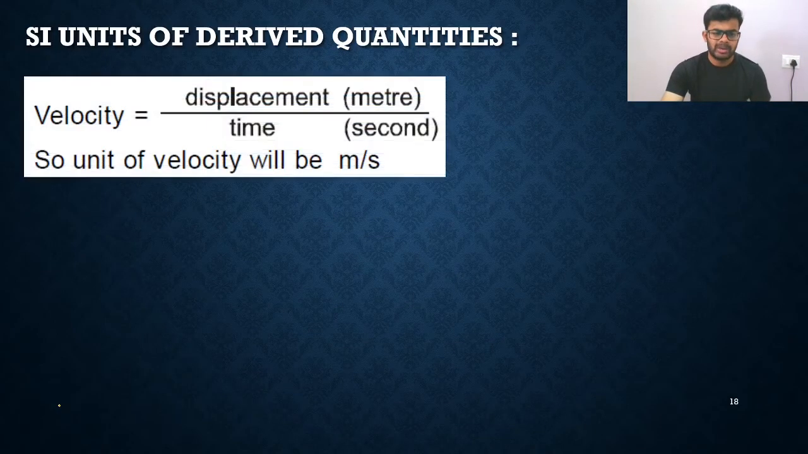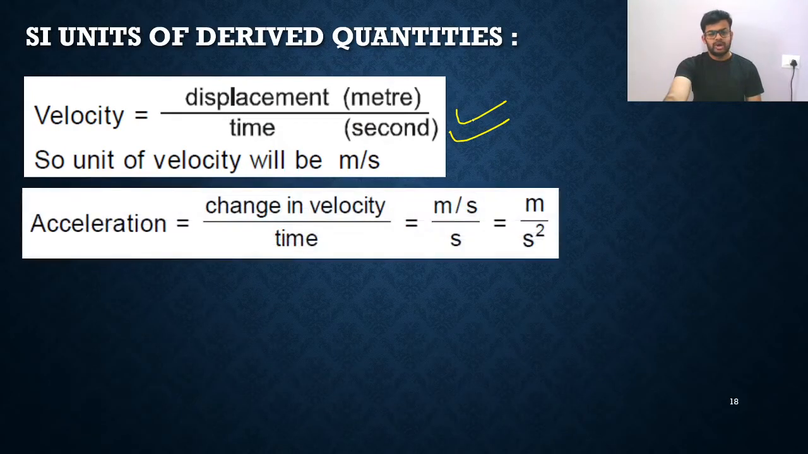First I am talking about velocity. The physical formula of velocity is displacement by time. The unit of displacement is meter. The unit of time is second. So it is meter per second. Meter by second means meter per second. So this is the first very common derived quantity.